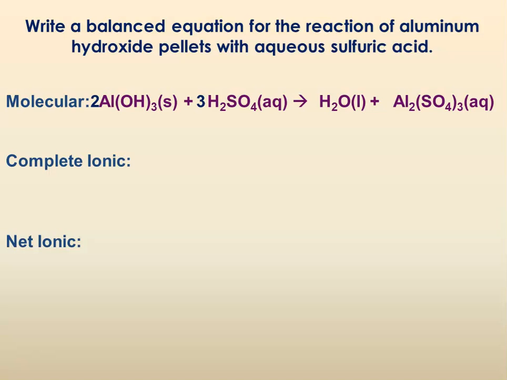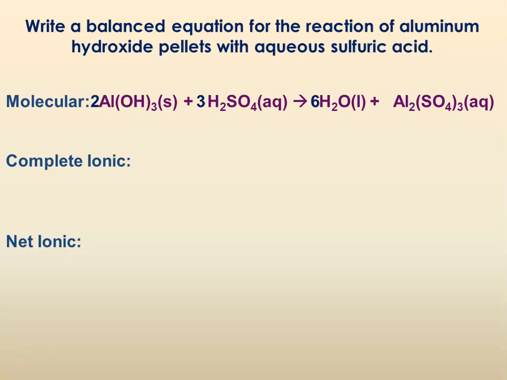My sulfates are balanced now, so the oxygens I need to balance are the ones in the Al(OH)3. I have 6 oxygens in 2 Al(OH)3 molecules. I only have 1 oxygen in water, so I need a 6 in front of the H2O. That gives me 12 hydrogens as products. And if I look at my reactant side, I have 6 in the 2 Al(OH)3s and 6 in the 3 H2SO4s, which would also give me 12.